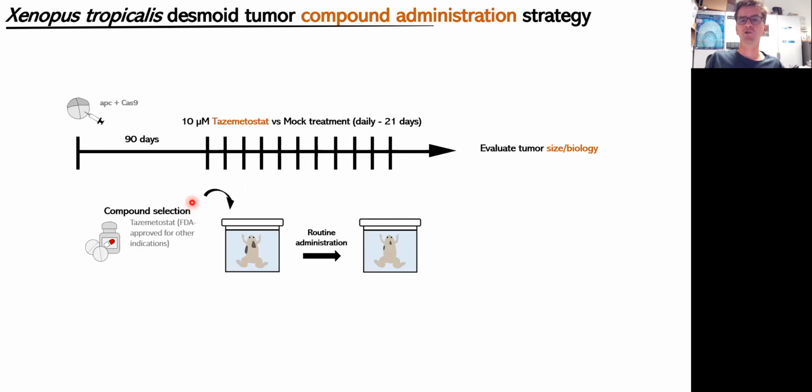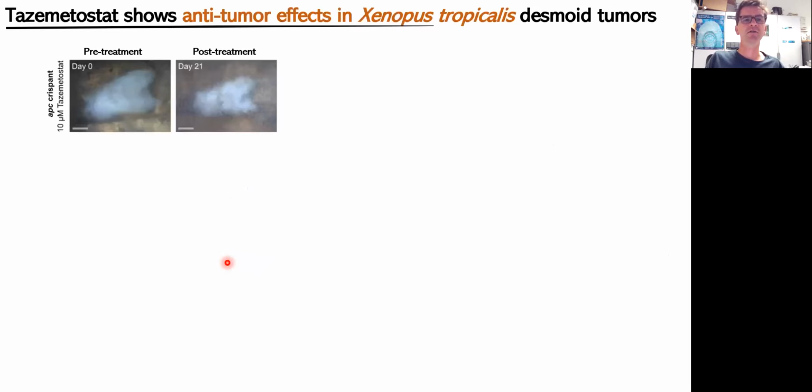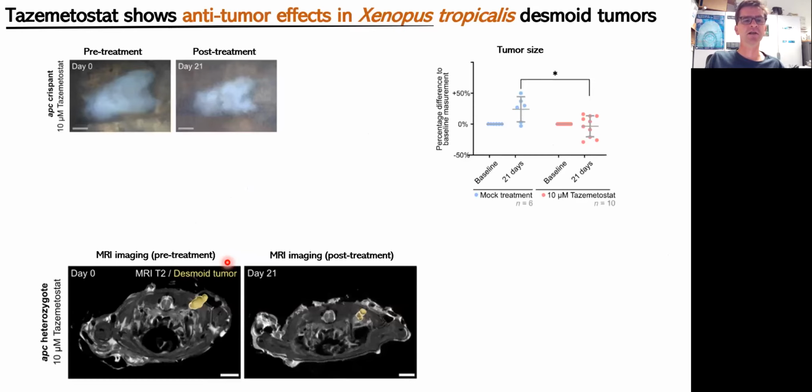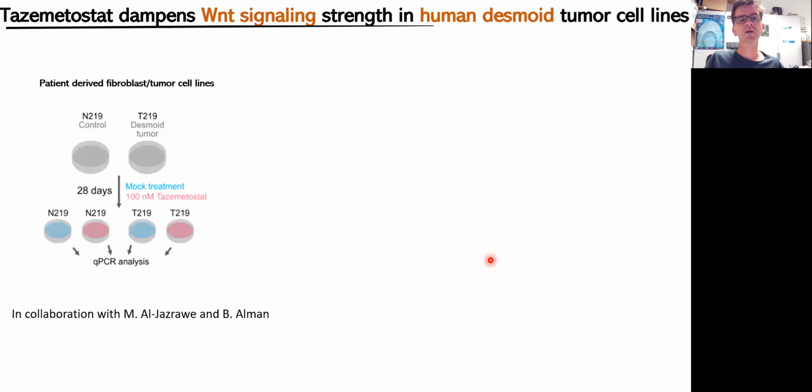Now, for EZH2 there is an inhibitor available, tazemetostat, and we could show that treatment of animals that carry desmoid tumors, either CRISPANTS or APC heterozygous animals, with tazemetostat for 3 weeks induced a shrinkage of the tumors.